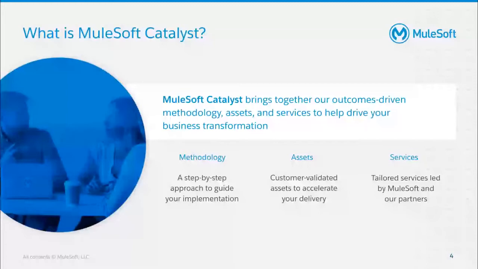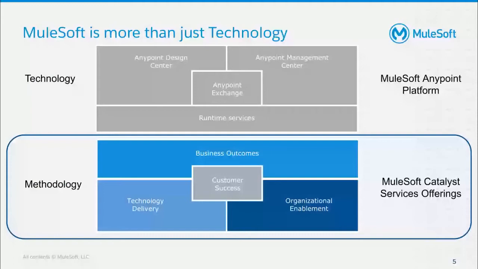Before we dive into the methodology, I'm pretty sure everyone here has heard something about the MuleSoft Anypoint platform and its different components. And then there is the methodology. And the methodology consists of 3 different core components. We have the business outcomes, we have technology delivery, we have organizational enablement. And in the middle, as you can see, we have the customer success. And the customer success here is our main priority because, as I already said before, we want to focus on bringing value to the organization of a customer.